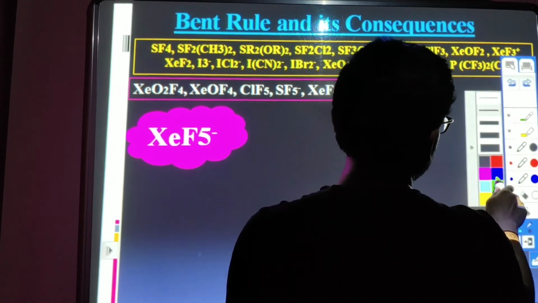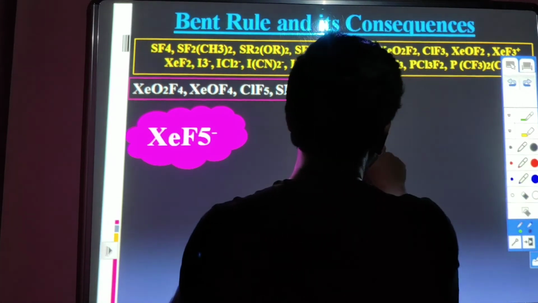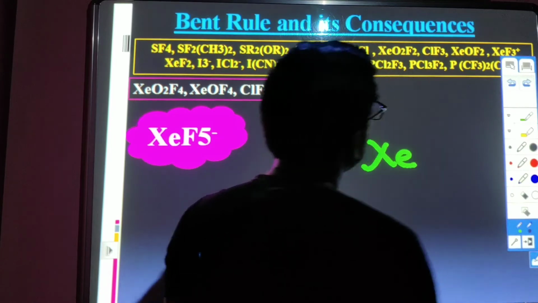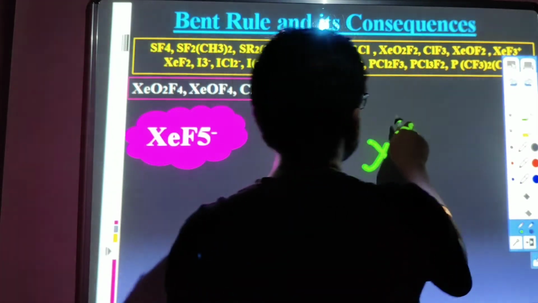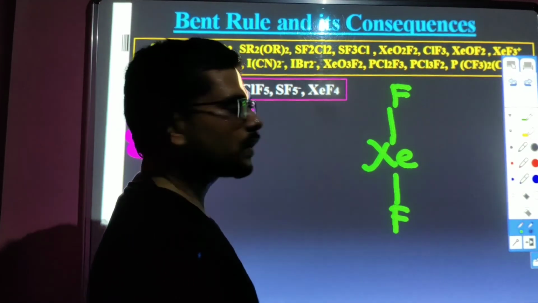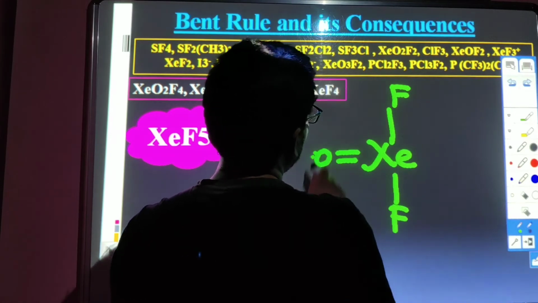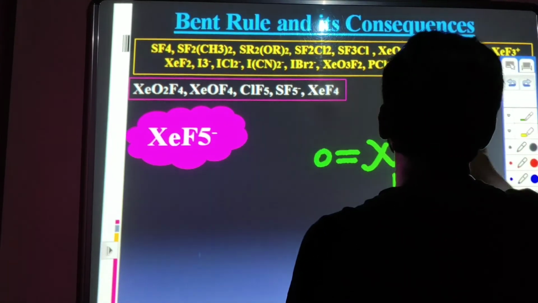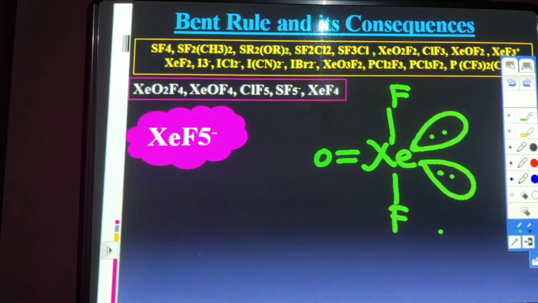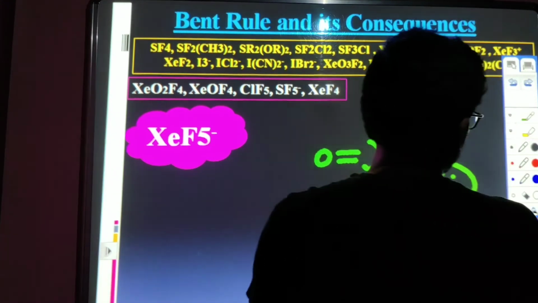XeOF2. Let me take this one. First put F here. This is the double bonded O. So 1, 2, 3, 4, lone pair 5, 6, 7, 8. The lone pair will be in equatorial positions and the electronegative element in axial positions. And done.